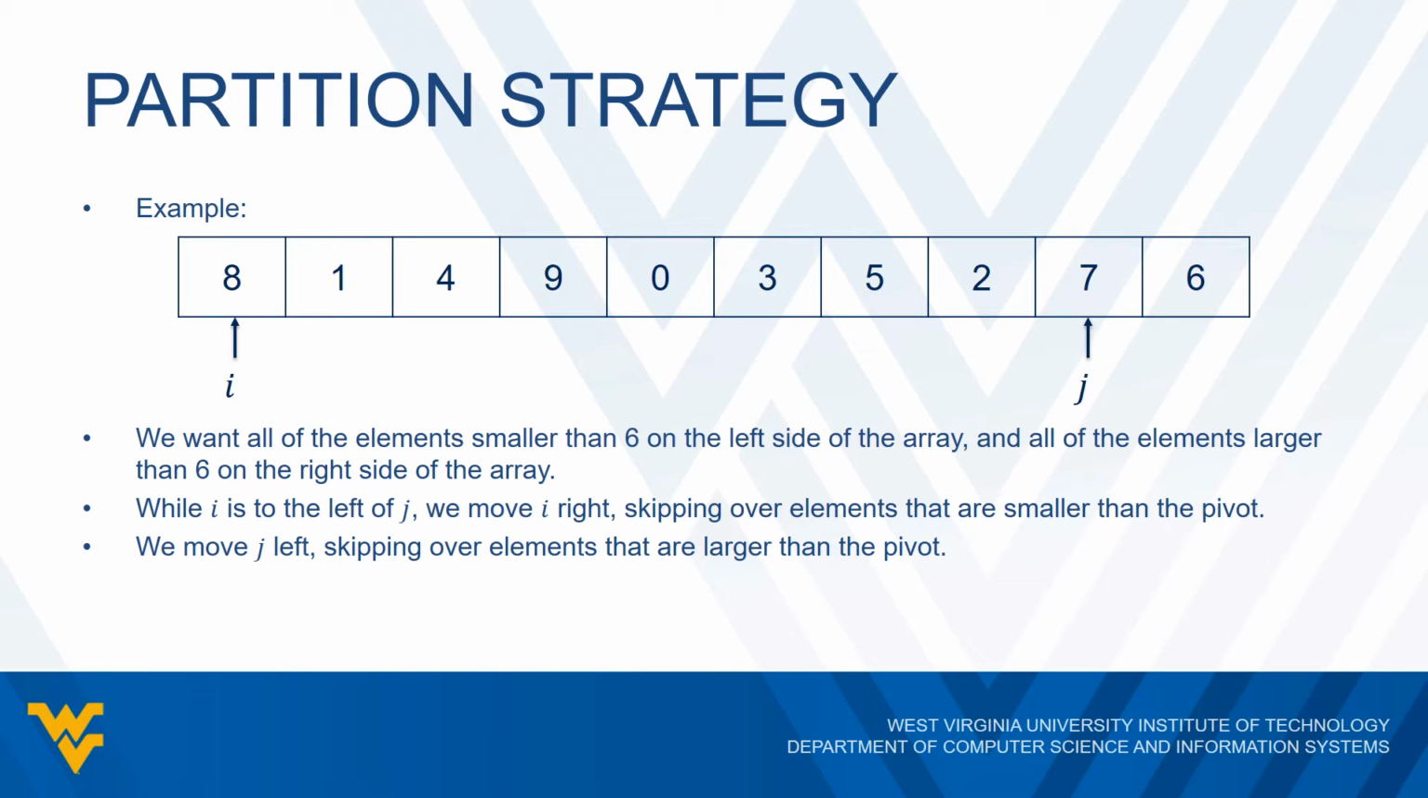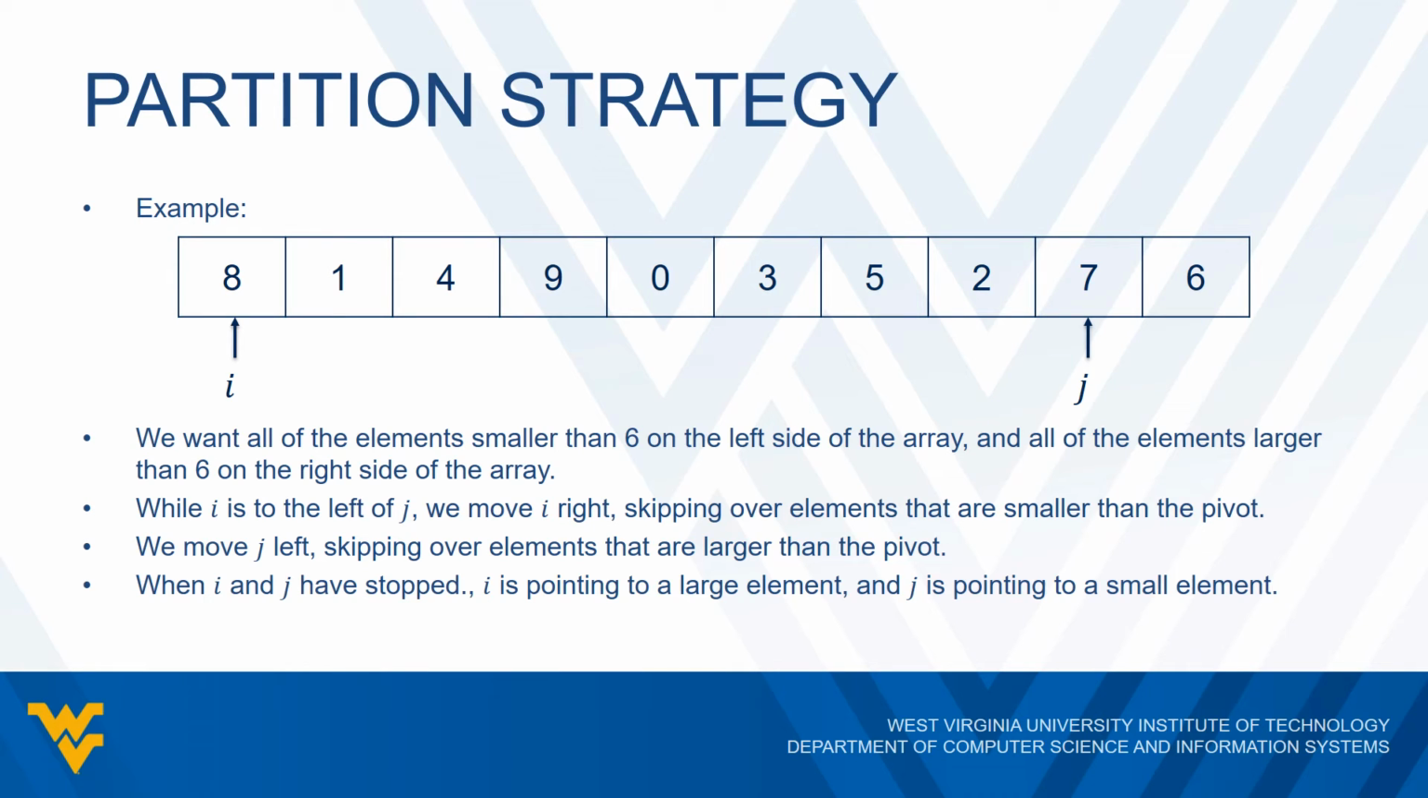So what this means is, when we move i over to the right, we're going to stop when we have an element that is larger than the pivot. Likewise, for j, we're going to keep moving it over to the left, and we're going to stop whenever it finds an element that is smaller than the pivot. So think about what's going to happen next. i is currently pointing to an element that is larger than the pivot, and j is pointing at an element that is smaller than the pivot. So that's what we have here. i is pointing to a larger element, and j is pointing to a smaller element.